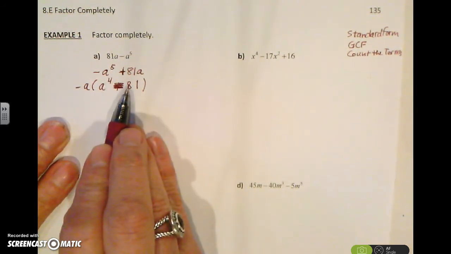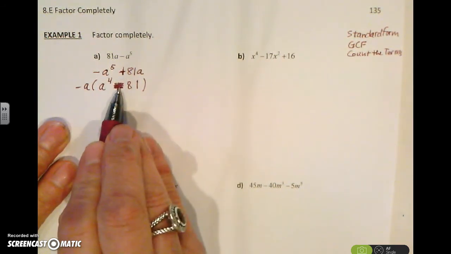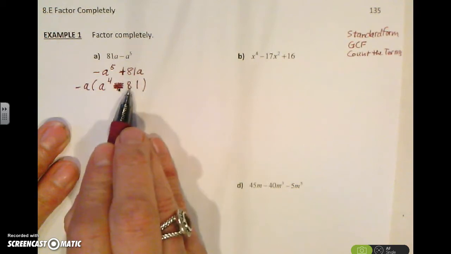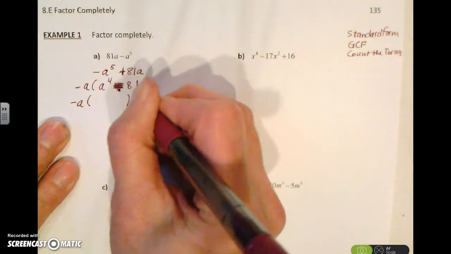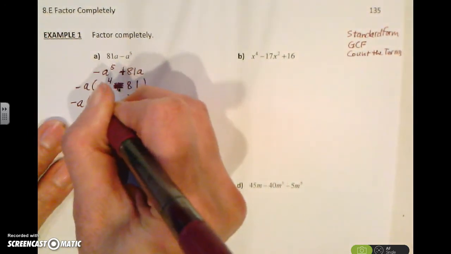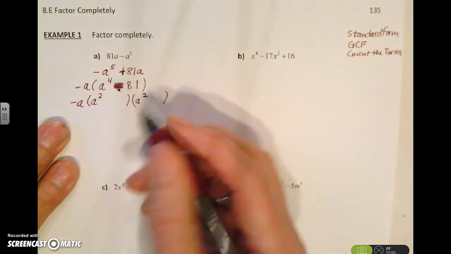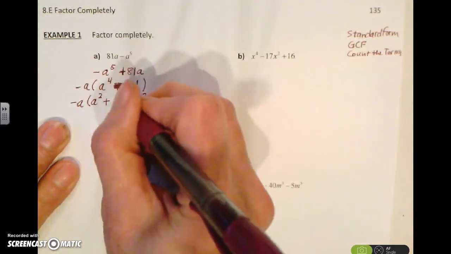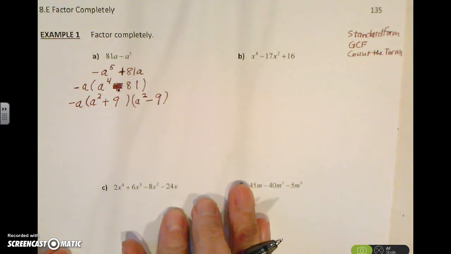I'm going to then count the terms, 1, 2. And because there's 2 terms, I'm going to ask, is it the difference of squares? Well, yes, it is a difference. This big ugly thing right there is a minus. So minus, this is a perfect square, and 81 is 9 to the 2nd power. So I'm going to factor that as the difference of squares. So I'm going to have a to the 2nd times a to the 2nd. That's going to give me a to the 4th, a plus and a minus, and then 9 times 9.